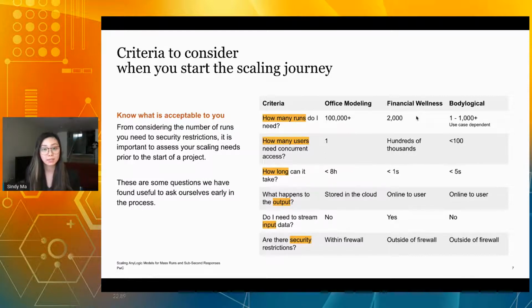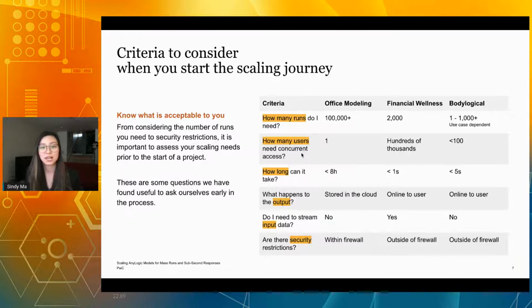For the retirement calculator financial wellness case, there is stochastic behavior in there. So we needed about 2,000 runs for everything presented to the user. And then for Bodylogical, it was between 1 and 1,000. There are multiple use cases in this. And this was a little bit of clever thinking, which I will jump into in about 2 slides' time.